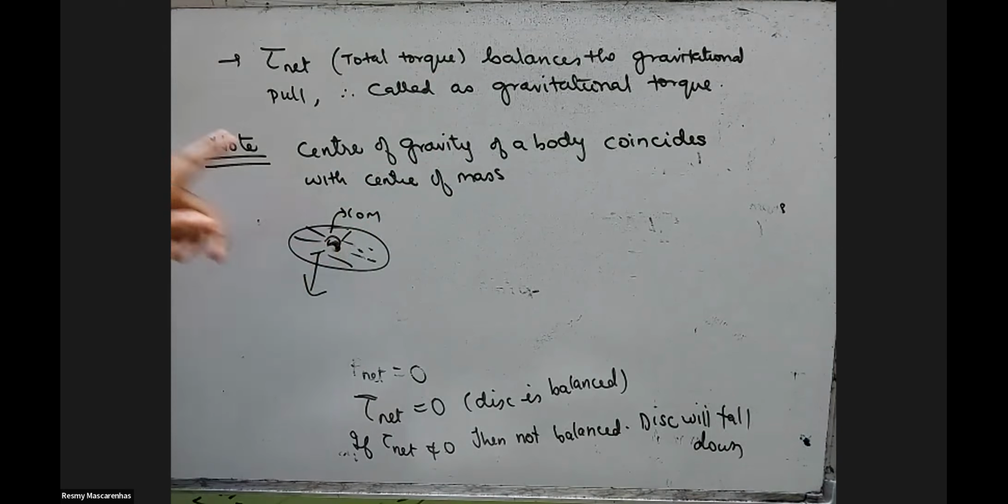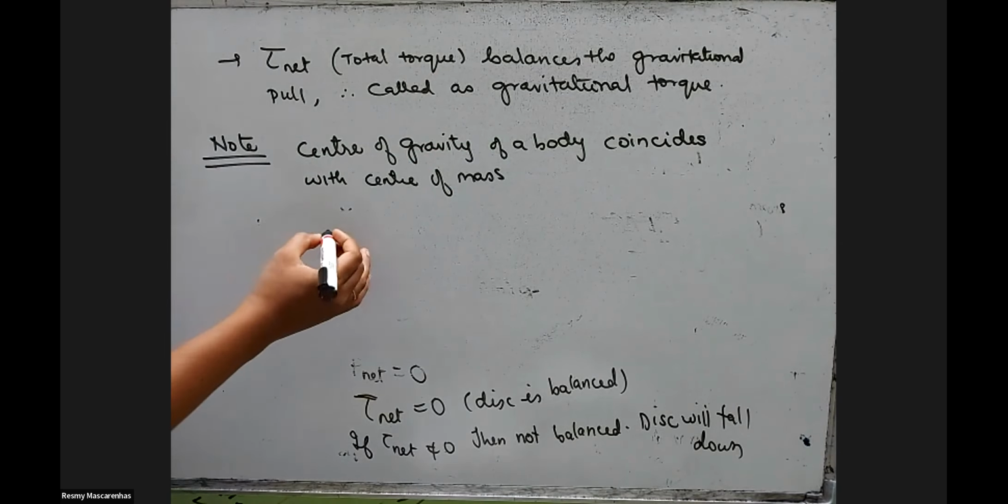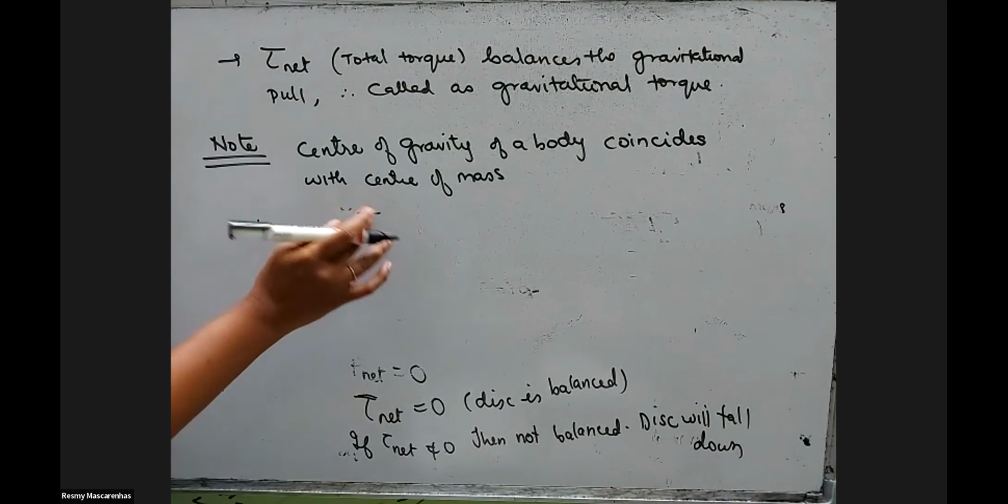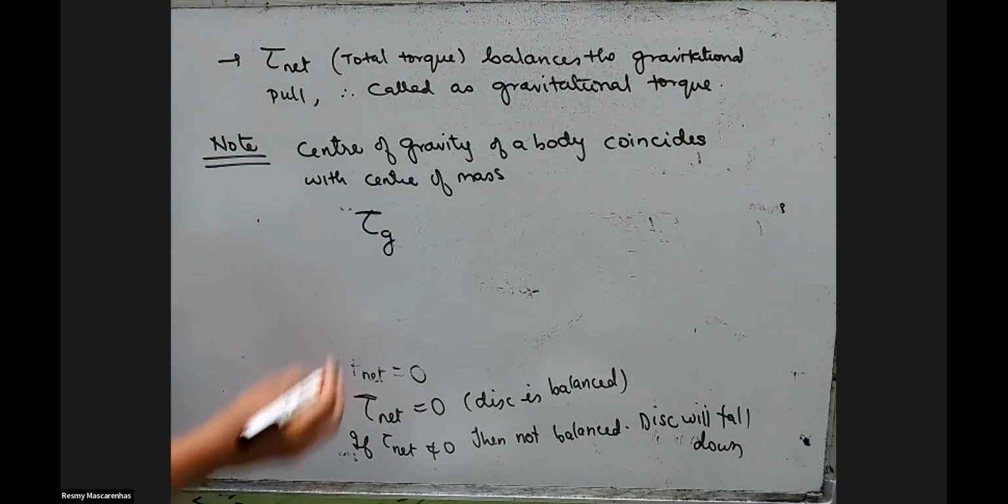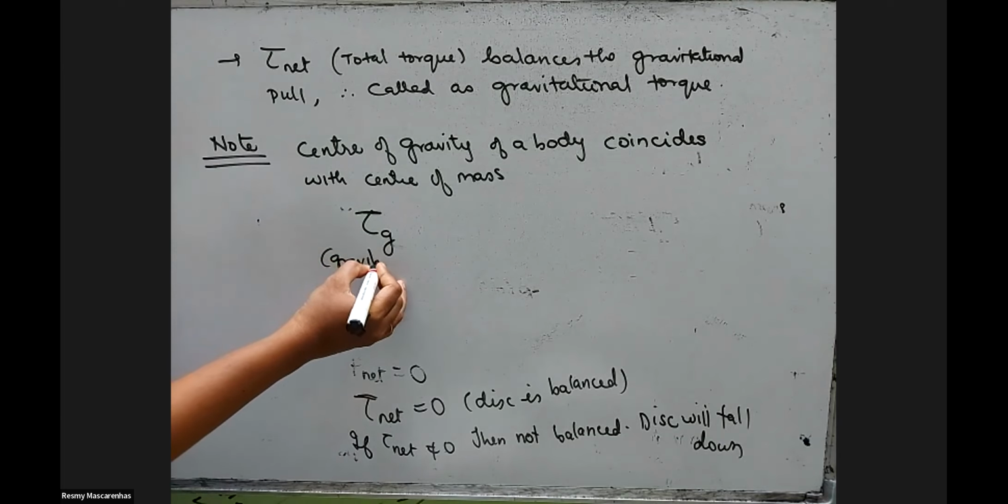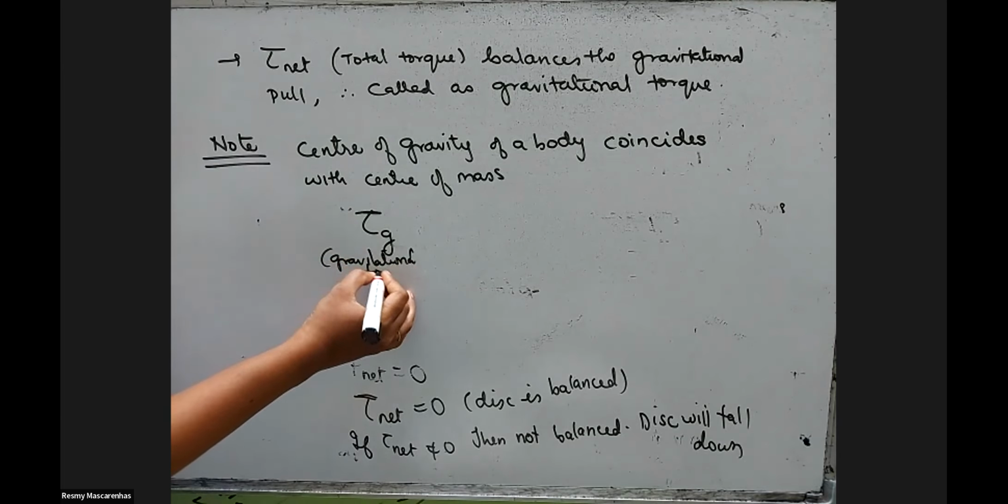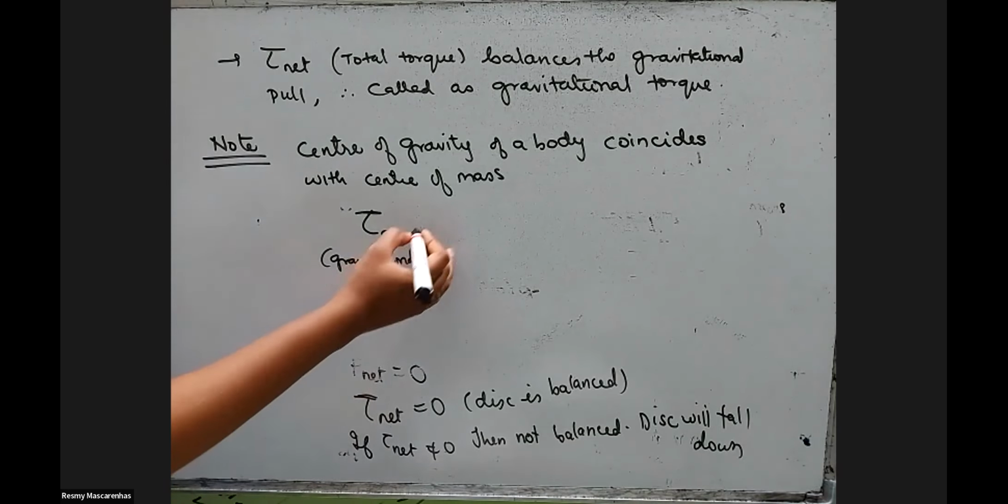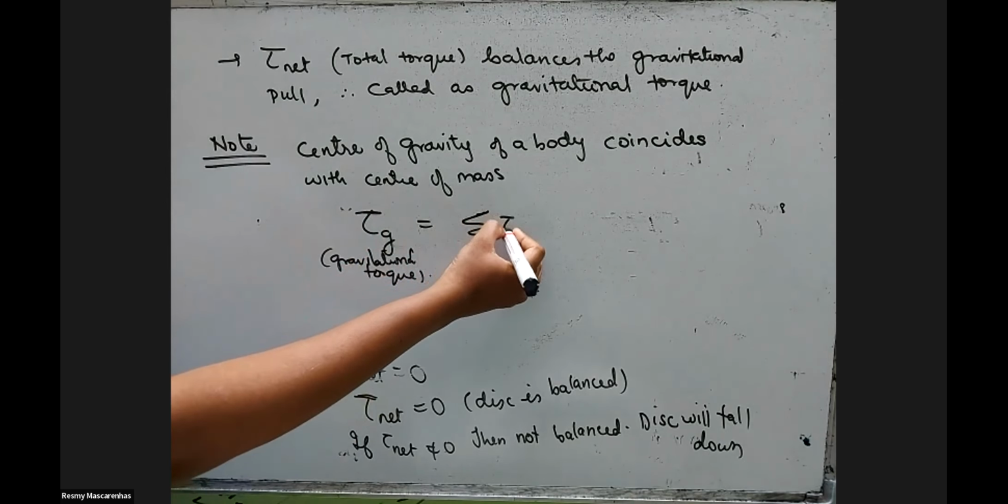Wherever there is center of mass, that is the point where you have to balance, where the gravitational force acting on it would be zero. So we'll prove it also. This is gravitational torque. It's a sum of all the torques coming together.